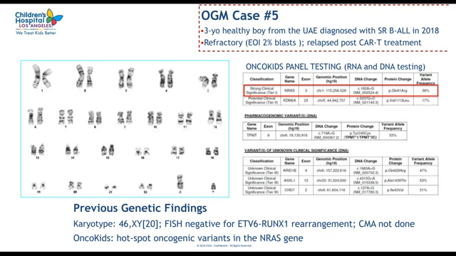We repeated his genetic testing when he was referred to CHLA, and the karyotype came back as completely normal. The CMA also did not find any significant copy number abnormalities, and then OncoKids only found an NRAS hotspot mutation and some variants of unknown significance, but nothing that would tell us what is the key genetic driver for this leukemia.